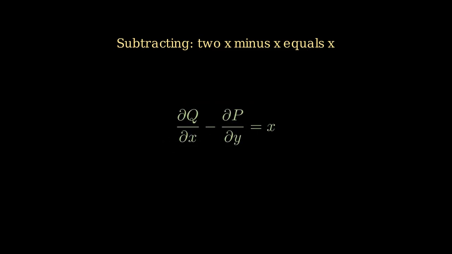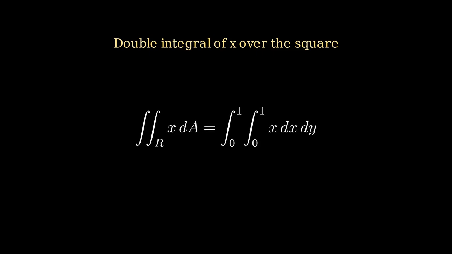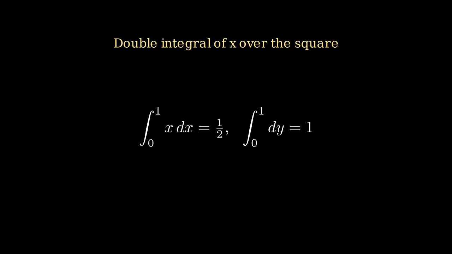Now we integrate x over the unit square. Integrating x with respect to x from 0 to 1 gives us 1/2, and integrating with respect to y from 0 to 1 gives us 1, so the double integral equals 1/2 times 1, which is 1/2.